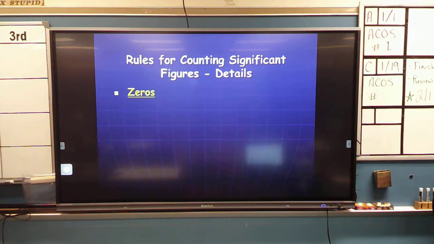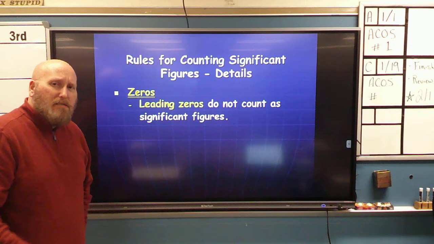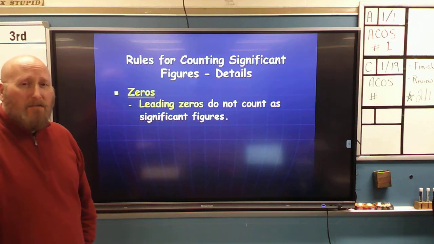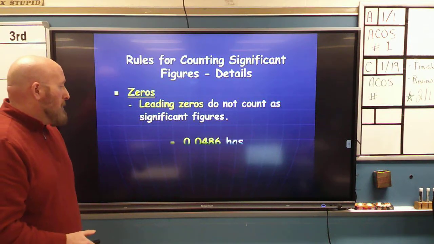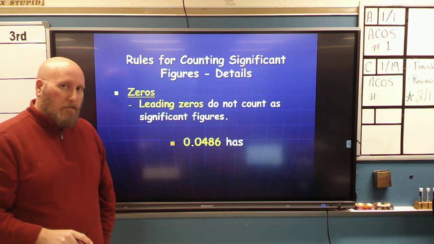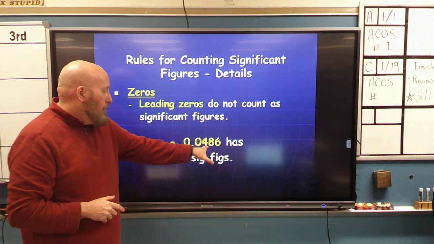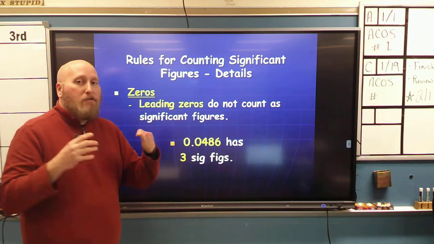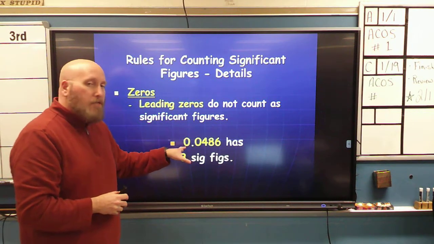The first one, for zeros, says leading zeros do not count as significant figures. Okay? Well, wait a minute. What is a leading zero? I've never heard of a leading zero. Well, these are zeros in the front of a number. For example, this 0.0486. All right. How many significant figures? 3. These 3, the 4, the 8, and the 6, are significant. Okay? They have value.